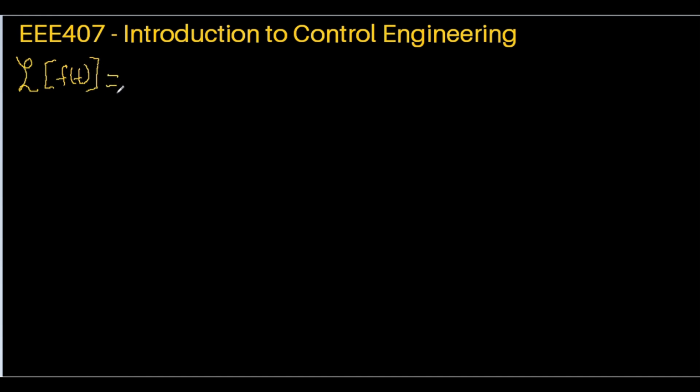Now, to make our life a lot easier, usually we use the uppercase of the function name, and then we make it a function of s. You could just remember that s is really defined as alpha plus j omega, and I won't go too much into this, just to mention that omega is your frequency, but I won't go too much into this definition right now. So this is the Laplace transform of f of t.